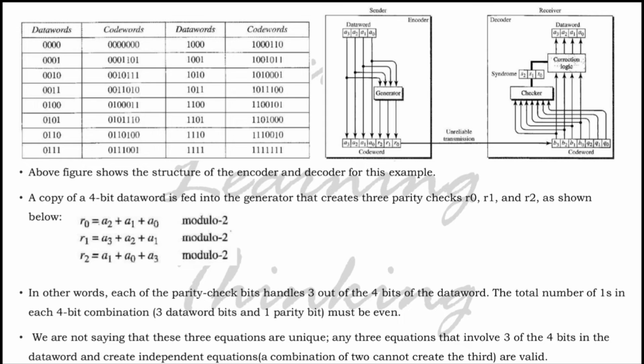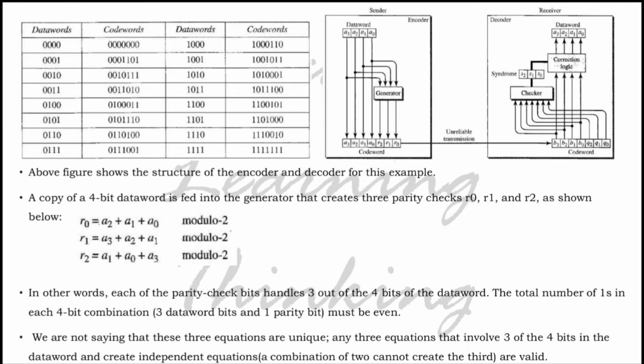So you can see this. As I said, the data word, sender and receiver are there. Data word is A3, A2, A1, A0 and generators are there, and code word is A3, A2, A1, A0, R2, R1, R0. Like I said, the minimum Hamming distance is 3. So R2, R1, R0 is added as parity bits. On the receiver side, they have a checker function and it will create a syndrome of S2, S1 and S0. So the correction logic is there, and it will discard or accept.